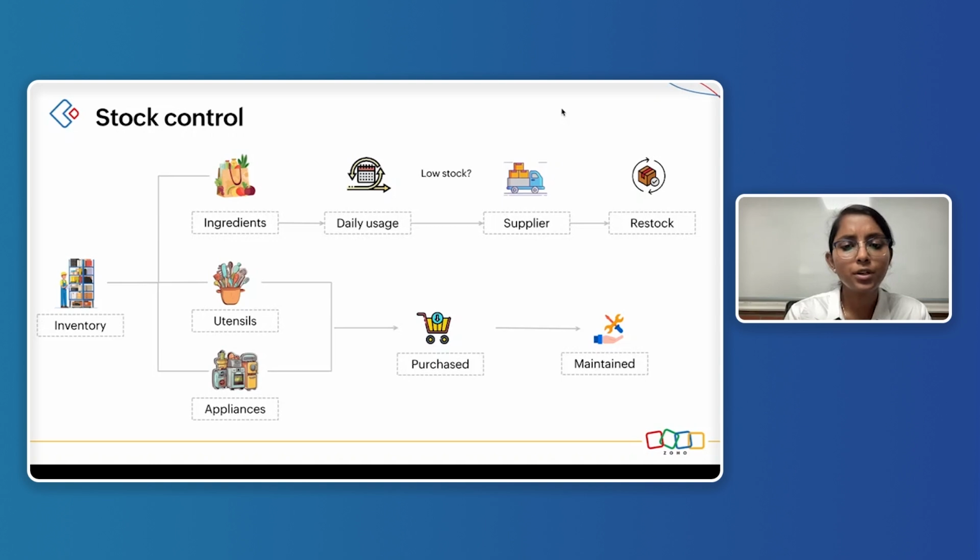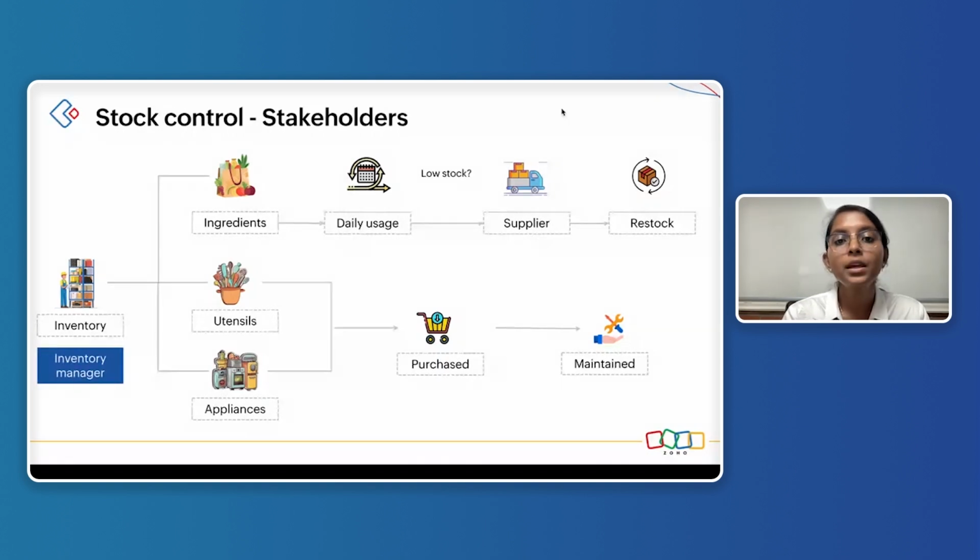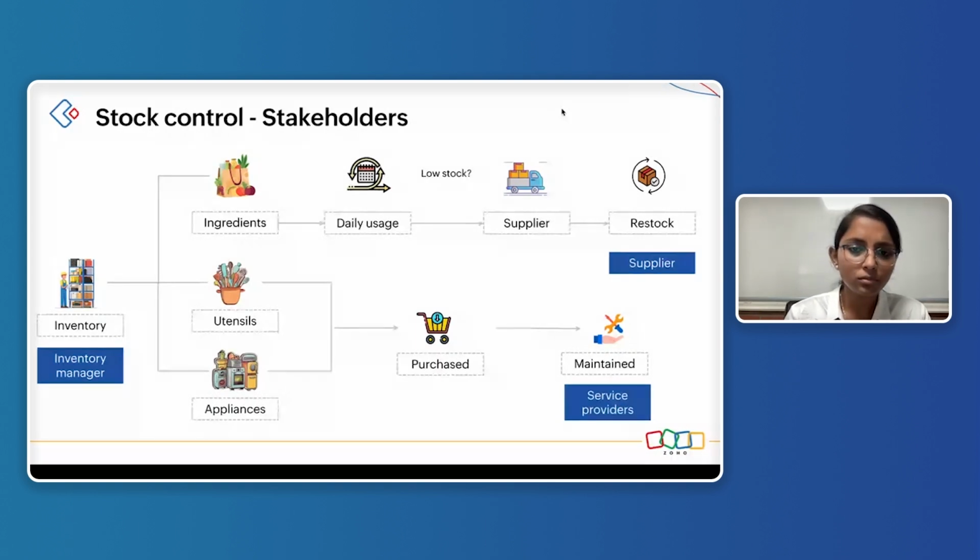Now, each of these different processes will involve multiple stakeholders who are part of it. When we talk about the inventory, it will be managed by the inventory manager, who will monitor the multiple ingredients that are available, the multiple utensils and the appliances which are available inside this particular kitchen. And next you can see we have the suppliers who are part of the restock process, where the supplier will help you with the restocking of the ingredients. And when we discuss the maintenance, we have multiple service providers who will take care of the service for the appliances inside the kitchen. So these are the major stakeholders who will be taking part in the modules inside your application.